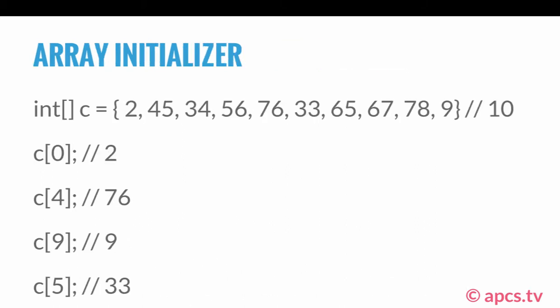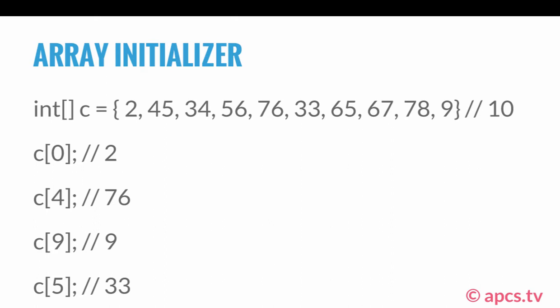Now, let's take a look at the array initializer, which is another way of declaring and creating arrays. So I could go int brackets c equals, in braces, 2, 45, 34, 56, 76, and so on. And these are 10 different elements, and they're contained within braces. So rather than going int bracket c equals new int brace 10 brace, what we're doing here is we're basically saying that we're automatically setting the values.